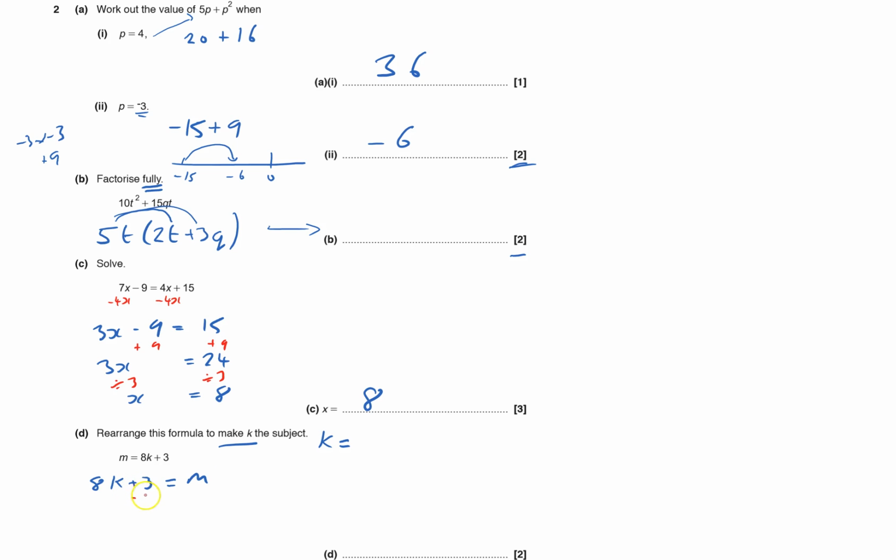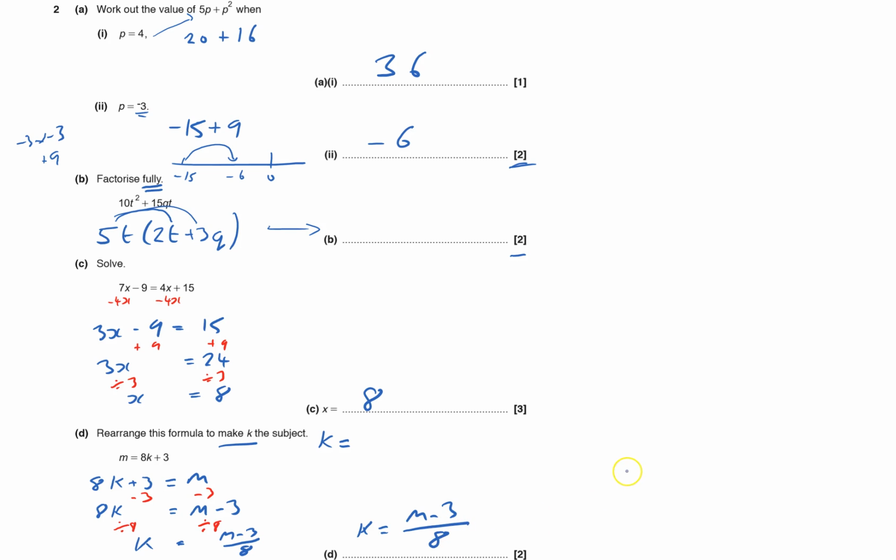I've got to get rid of the plus 3, so I'm going to take away 3 from both sides. And that will give me that 8k equals m take away 3, and I don't have to work it out. I don't want 8k, I only want 1k, so I'm going to divide that by 8 and divide that by 8. And then that will give me just the 1k equals m minus 3 over 8. That's how we'd want to write it. k equals m minus 3 over 8, because it means divide.